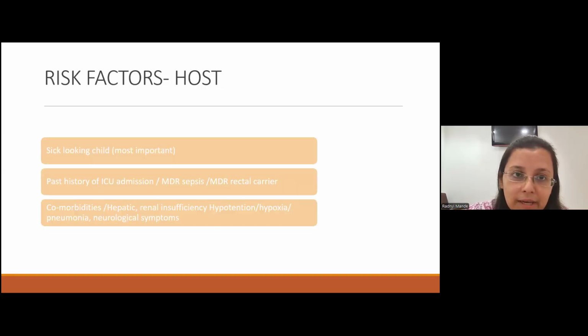So coming to risk factors, there are certain host-related, disease-related and therapy-related risk factors. Host-related risk factors: any sick-looking child, any child with comorbidities, hepatic or renal insufficiency, or a child presenting to us with hypotension, hypoxia, pneumonia, or neurological symptoms. If there's any past history of ICU admission or MDR sepsis, that's a risk factor.